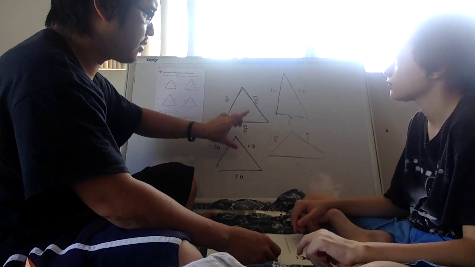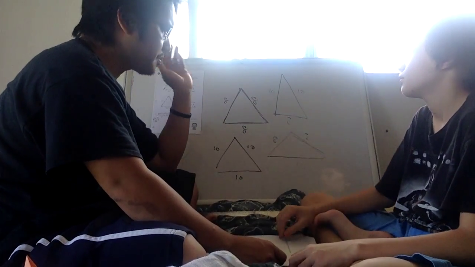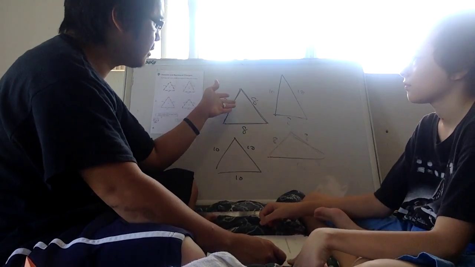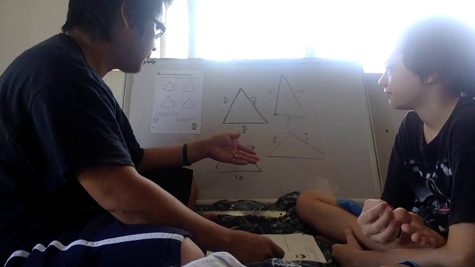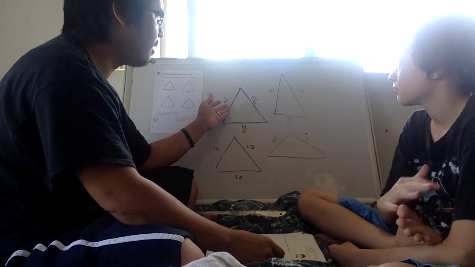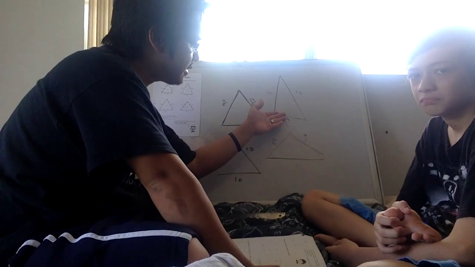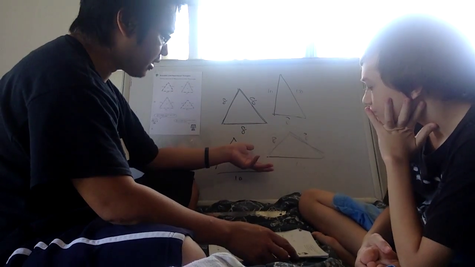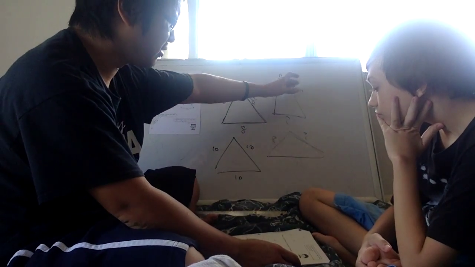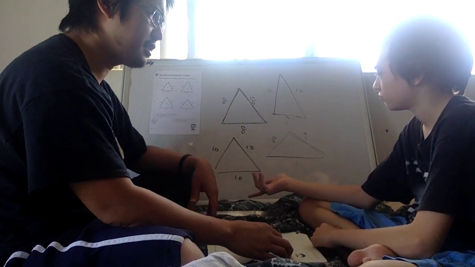These 2 triangles, what do you notice about them? They have 3 equal sides. This right here is called an equilateral triangle. Does that make sense? Equilateral triangles have all the sides equal. These 2 triangles right here are called isosceles triangles. Isosceles triangles have only 2 of the sides equal, and the other one is not equal. Does that make sense?